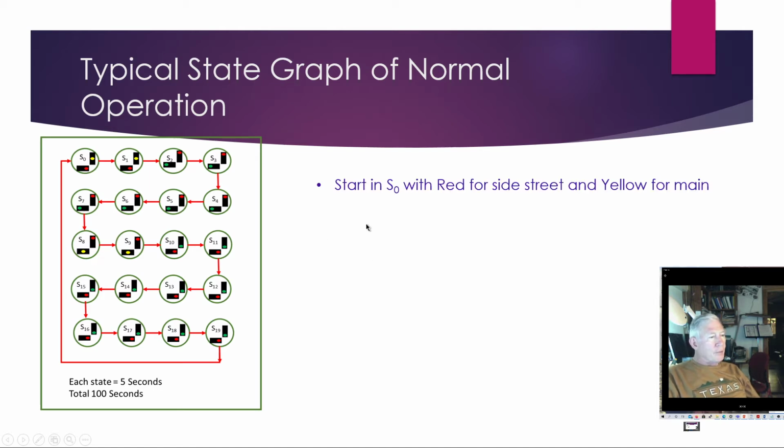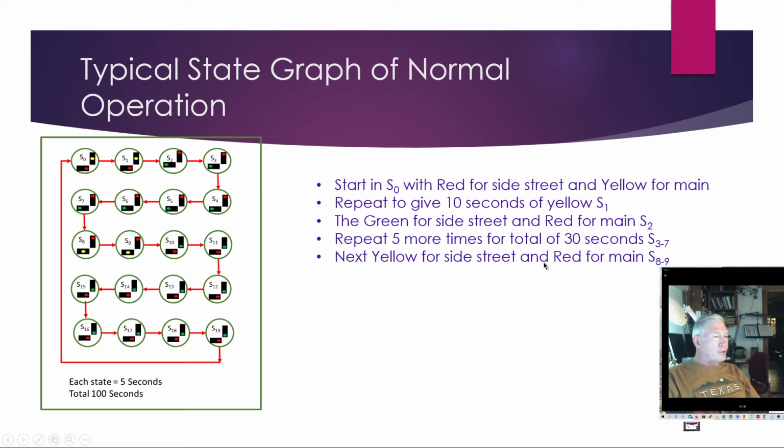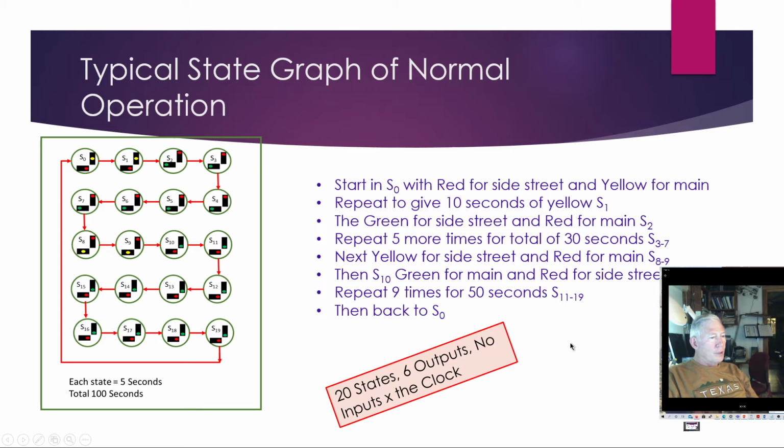Okay, so if we start in state S0, we have red for the side street and yellow for the main, and then we repeat to give 10 seconds of yellow, and then green for the side street and red for the main, and we do that 5 more times for a total of 30 seconds. Then yellow for our side street and red for the main, and then green for the main and red for the side street, and we do that 9 more times for 50 seconds, and then we go back to S0. Okay, so this is how this works. So we have 20 states, 6 outputs, and no inputs except for the clock.